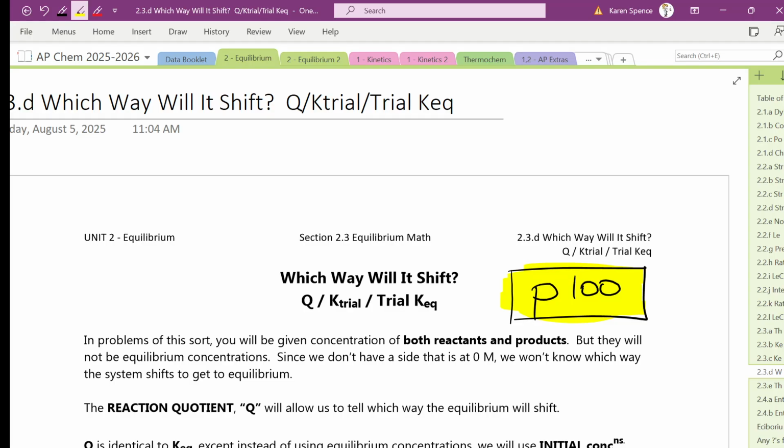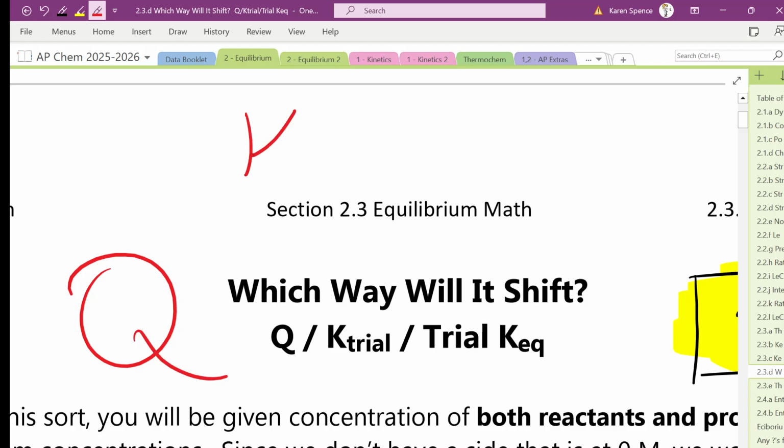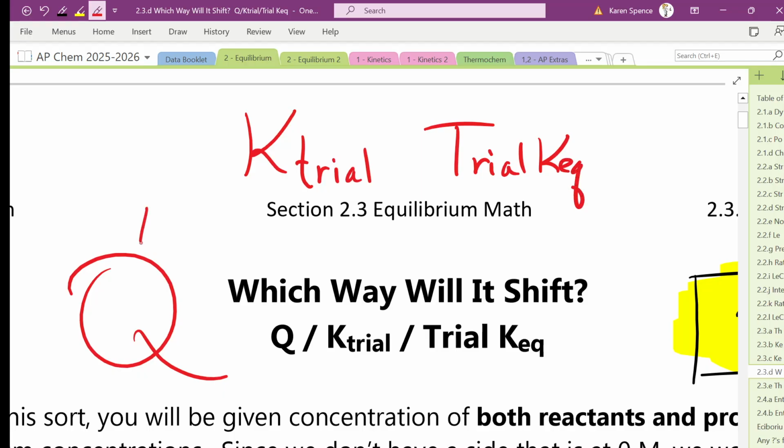So we are going to use this value, which we call Q, which is also known as the K trial. So it's not at equilibrium. You're trying those values out in the Keq expression, or it's called the trial Keq. I prefer Q because it doesn't actually say K, because Q is not a K, right? It's not a constant. It just depends on what concentrations you're given at the beginning.